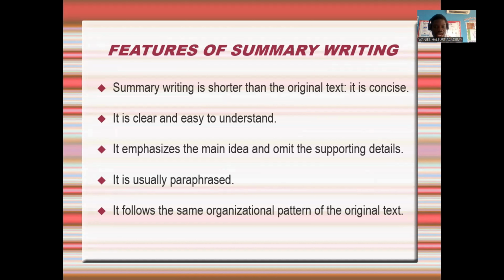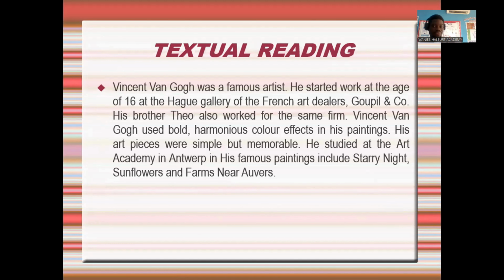When you are writing your summary using the main ideas in the text, you must make sure you organize the points sequentially, the way they appear in the original text. Okay. Now, this is a sample text that we are going to read, and then we'll identify the topic sentence or the main idea and differentiate it from the supporting details.